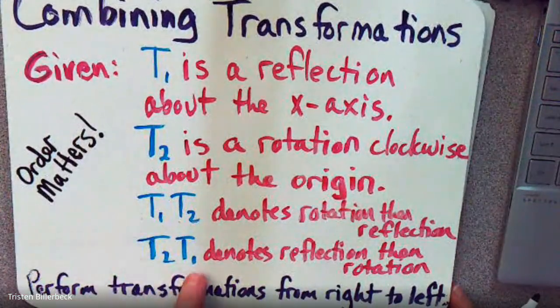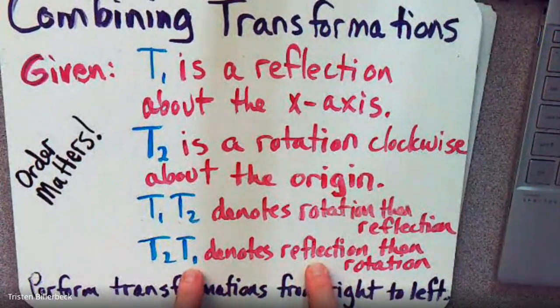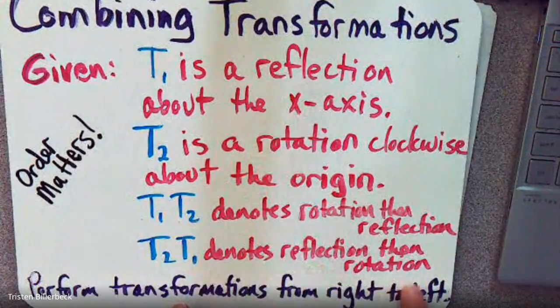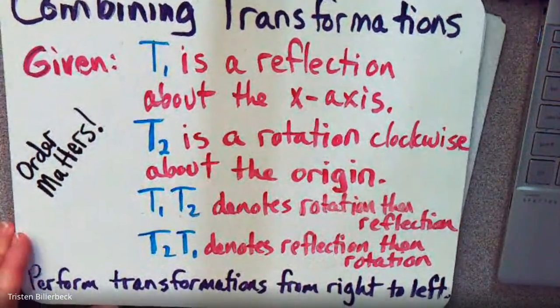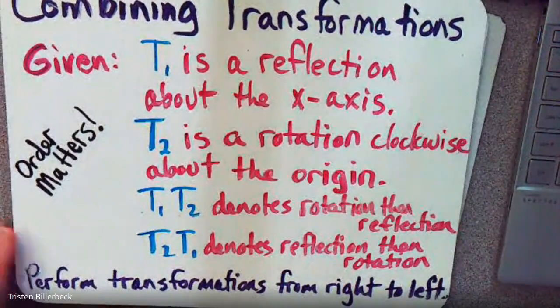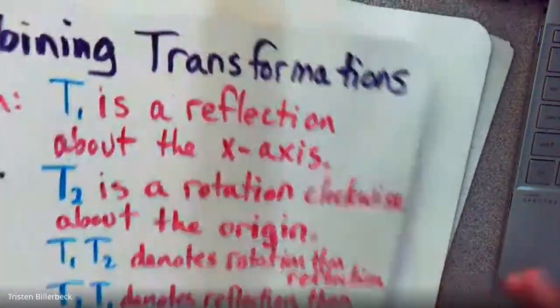Okay, so if I have T2 T1, it denotes a reflection first because T1 is a reflection, and then the rotation is done. So we perform transformations from right to left, and order matters. That's very important. Order matters.